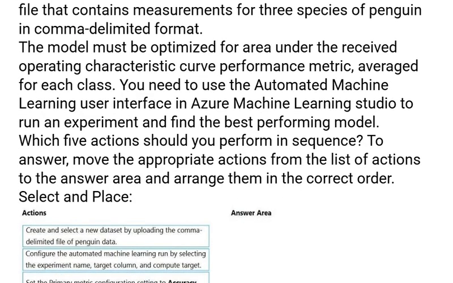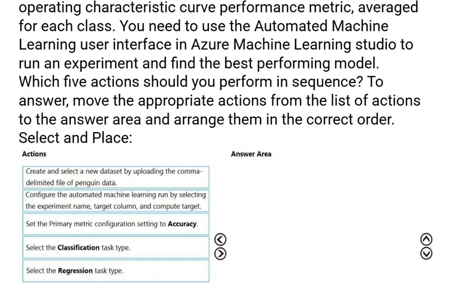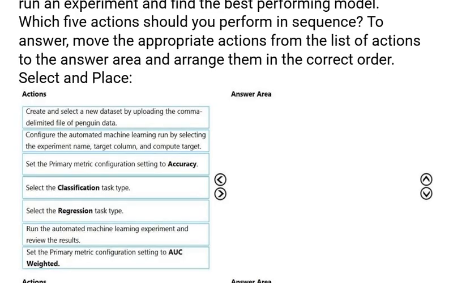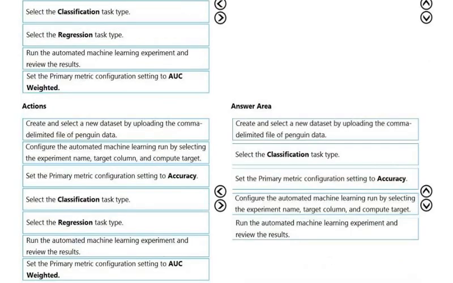Which 5 actions should you perform in sequence? To answer, move the appropriate actions from the list of actions to the answer area and arrange them in the correct order. Please see this section. And this is the correct answer.